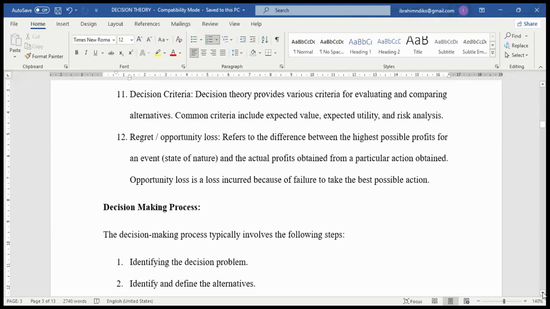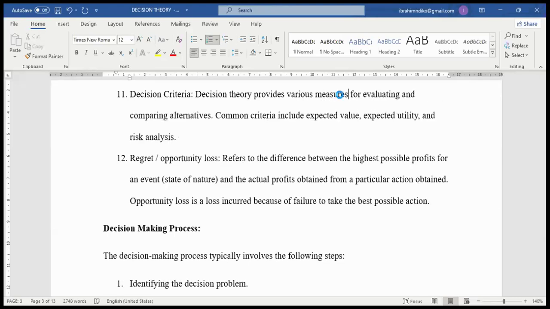You can call them measures. These are measures used for evaluating and comparing alternatives. A good common example is the expected monetary value. We shall do questions on it.